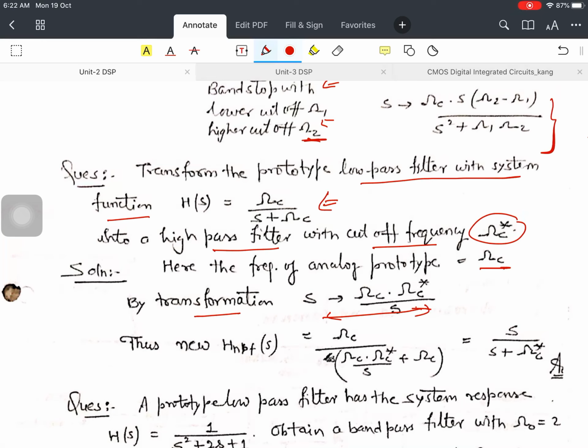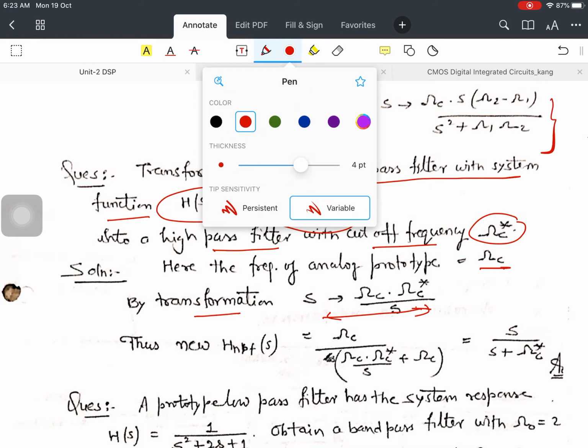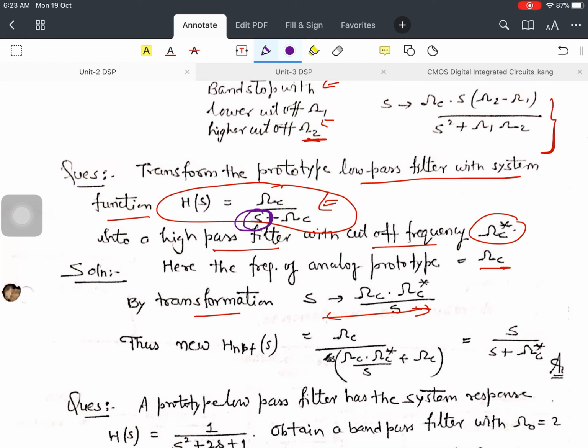Okay, so the transfer function is given as H(s) equal to Ωc upon S plus Ωc. So this S is going to be replaced by this function. Just put this value, Ωc into Ωc star upon S, over here. So when you put Ωc into Ωc star upon S plus Ωc and solve it, the new transfer function will be S upon S plus Ωc star. So that will be your answer.